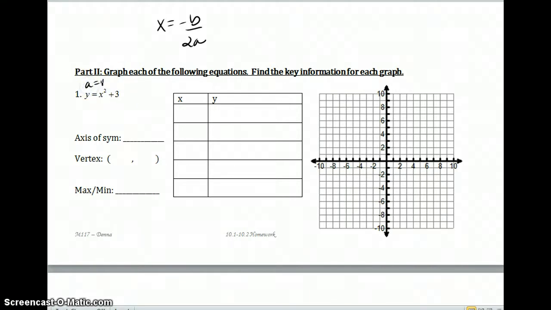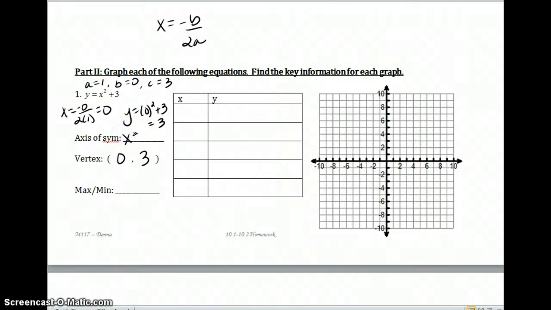So our a is 1, our b is 0, and our c is 3. So x equals negative b over 2a, which is just 0. Plug that in. y equals 0 squared plus 3, which is just 3. So our vertex is (0, 3).